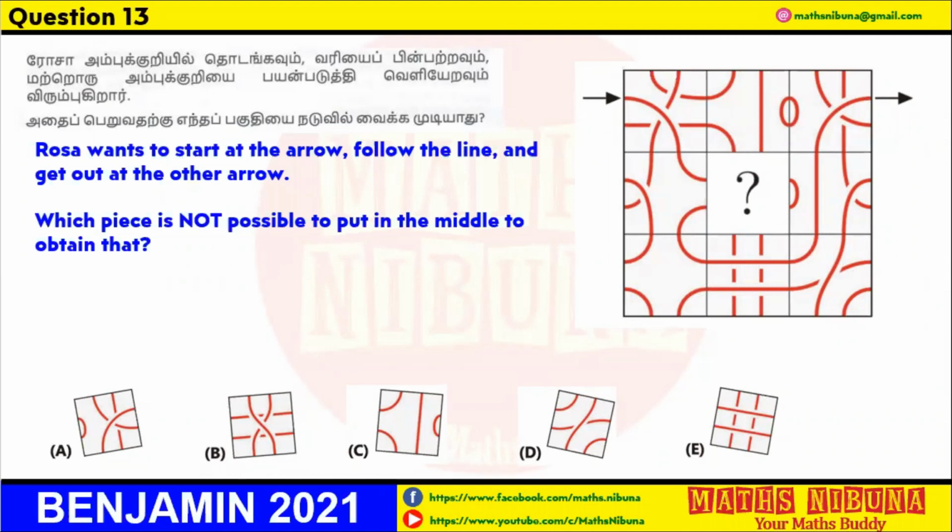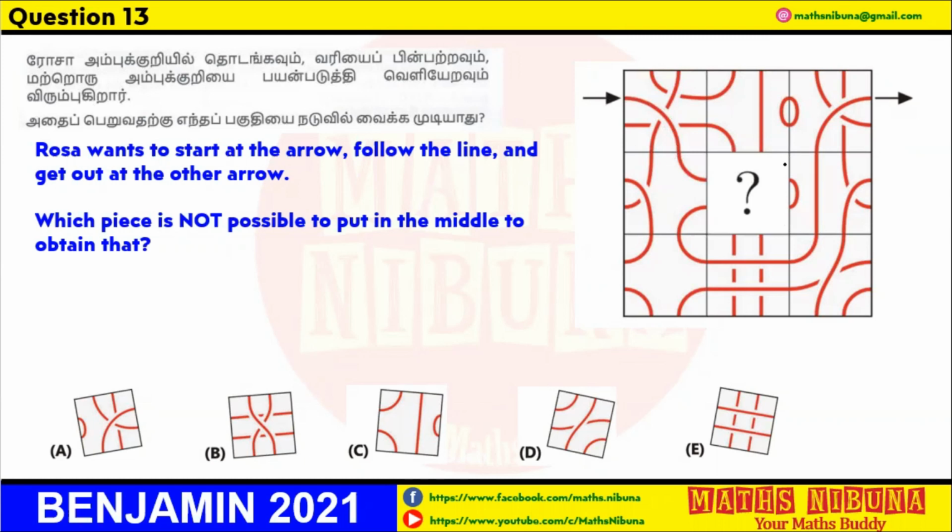Okay, look at question number 13. Rosa wants to start at the arrow. Start here. Okay, this is the starting arrow. Follow the line and get out at the other arrow. So she has to follow this line and finally go out at this arrow. Which piece is not possible to put in the middle to obtain that? Okay, when she goes here, she comes here, and then there is no box. The box is missing here.